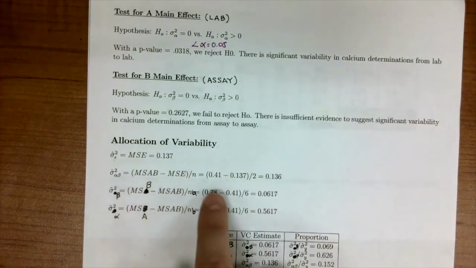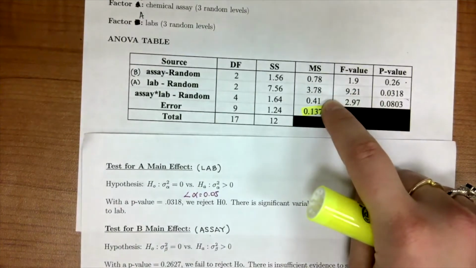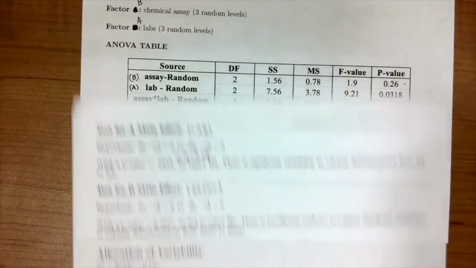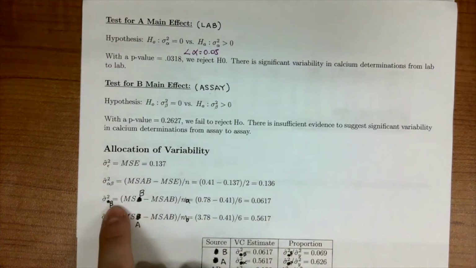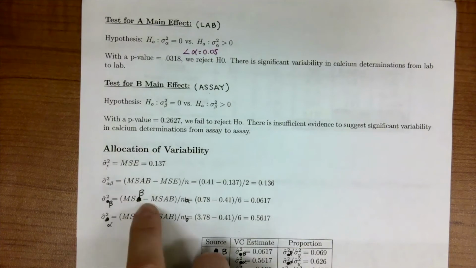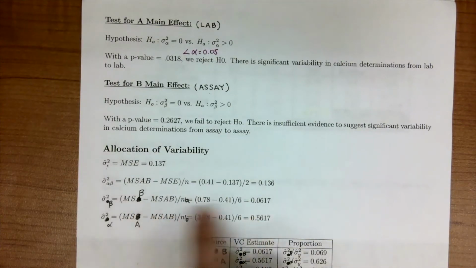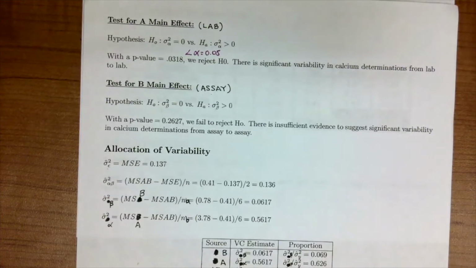So to get this number, I go to our ANOVA table. I pull out the MS for our interaction minus the MS for our error, and then I divide by 2. That's how I got this number. Same thing with our main effects: it's whatever our main effect MS is minus our MS of our interaction, and then we divide it by n times A if it's for B, or n times B. Again, these formulas are in your notes previously.